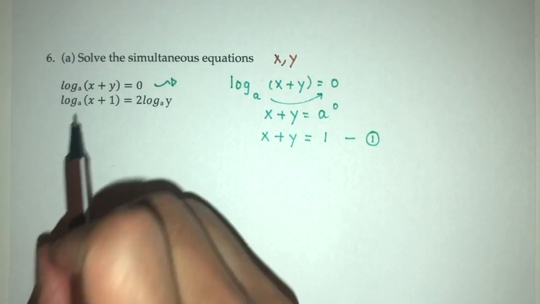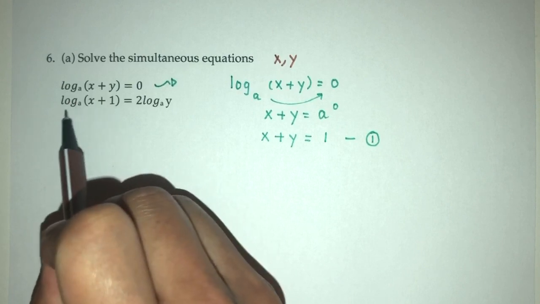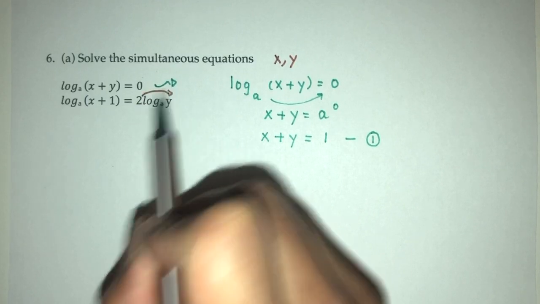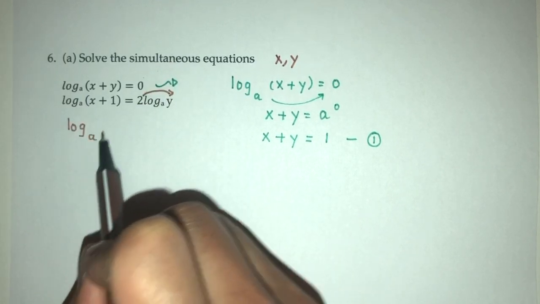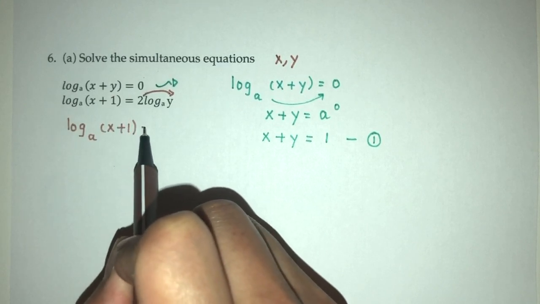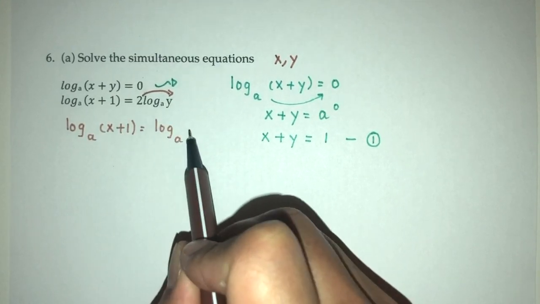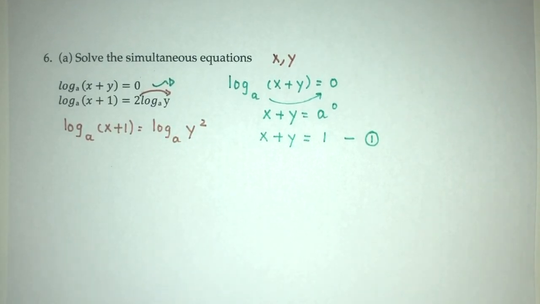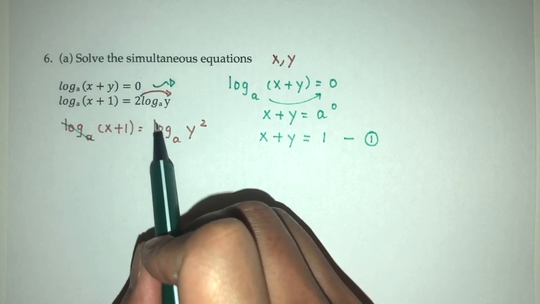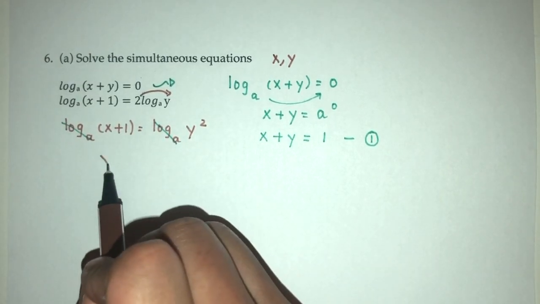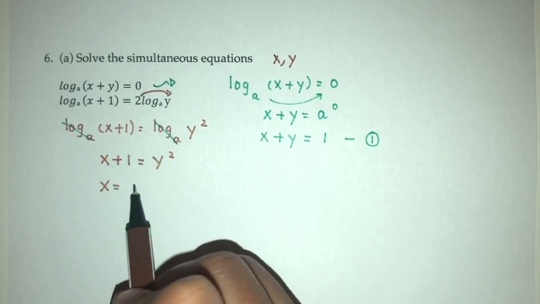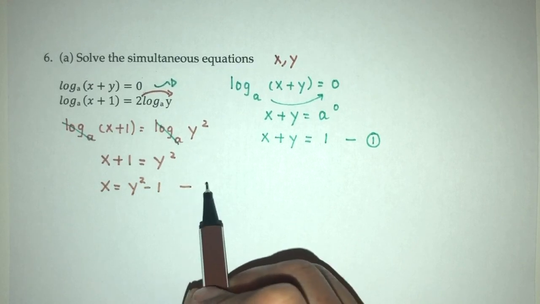Now following this, here we have this. What can we do here? We have log to the base of a, and here we have log to the base of a, so we can just send this on top, right? You will have log base a of x plus 1 has to be log base a of y squared. Now, because both sides have log to the same base, which is a, we can cancel them out. So eventually you will end up with x plus 1 has to be y squared. Now x has to be y squared minus 1, which is my equation number 2.